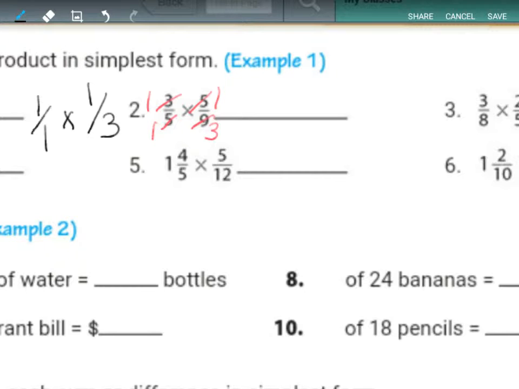And now there's nothing we can use to cross cancel again. So we're just going to multiply across the top. 1 times 1 would have given me 1. 1 times 3 would have given me 3. And that's the simplest form that you can give that answer.